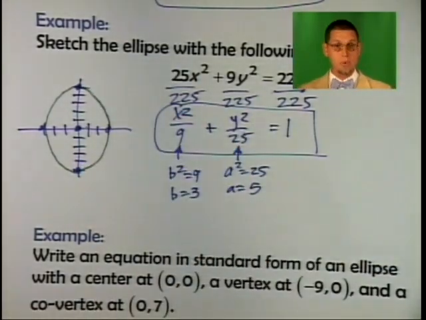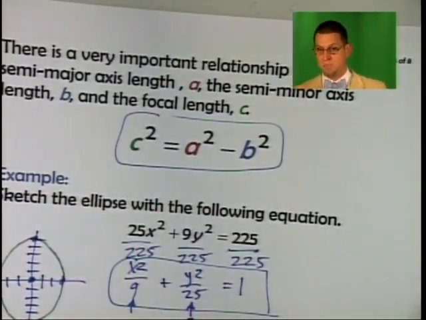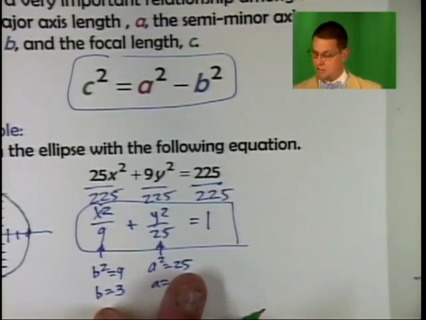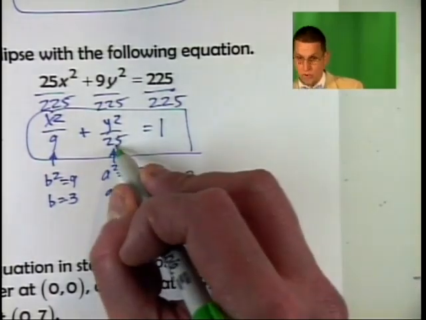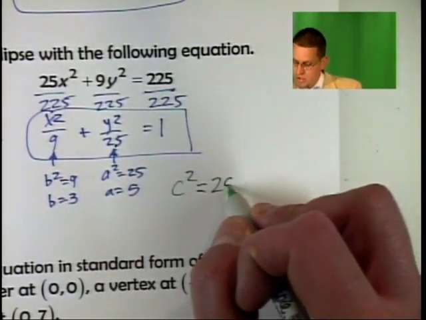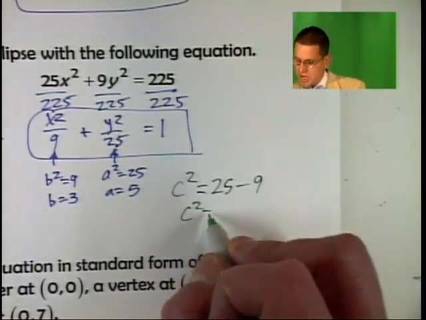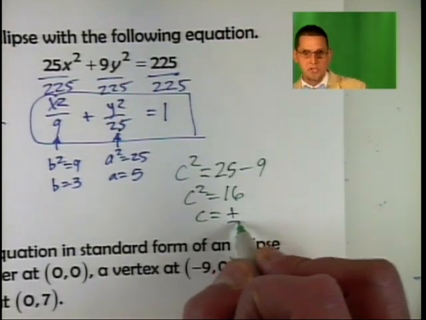I just need to know how far away they are from the center. So I pull out my handy dandy c squared equals a squared minus b squared. Since a is always bigger than b, a squared is always bigger than b squared. So here we go. C squared is equal to 25 minus 9, remember 9 is b squared. 25 minus 9 is the nice number 16. So c is equal to plus or minus 4.